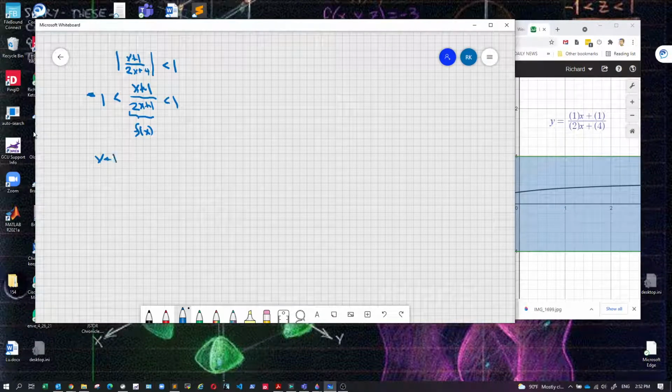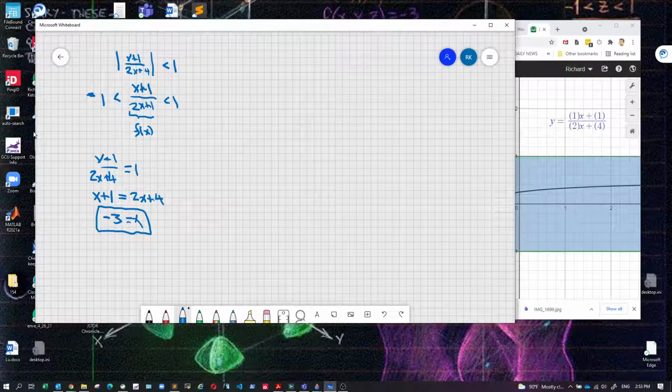I say, when is x plus 1 over 2x plus 4 equal to 1? I just asked that question. And so now we're just solving this. So now I don't have to worry about whether 2x plus 4 is positive or negative. Now I'm just solving an equation, so x plus 1 equals 2x plus 4. All right, and so what do I get here? I get minus 3 equals x, and I'm done. So that's where my function equals 1.